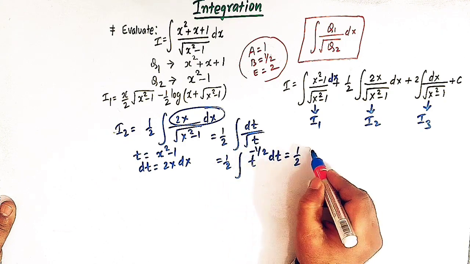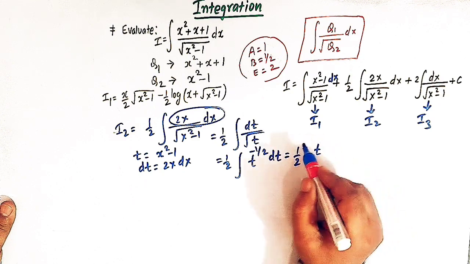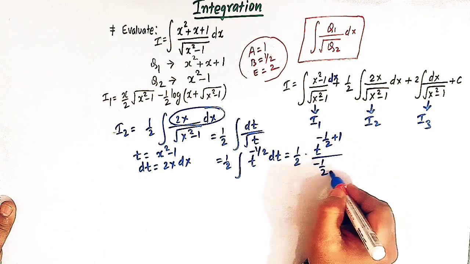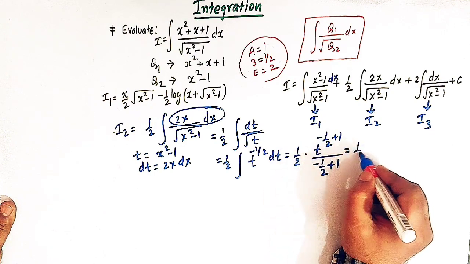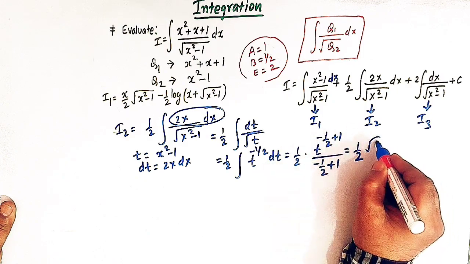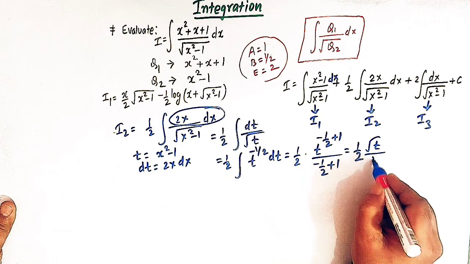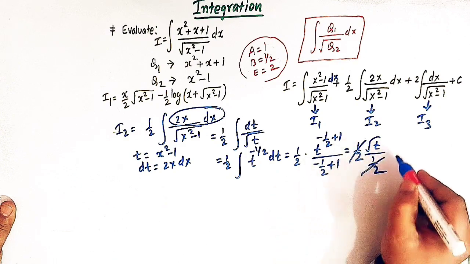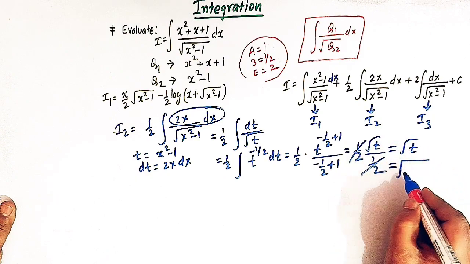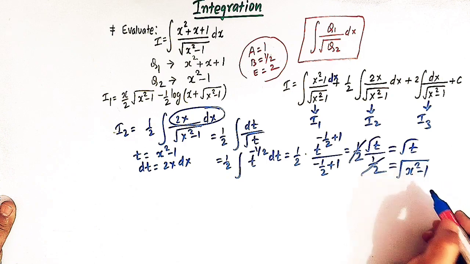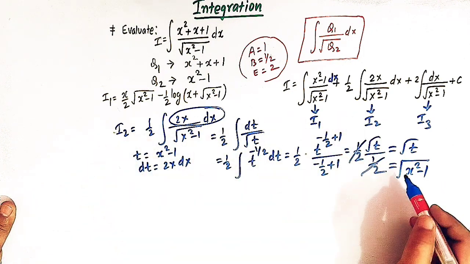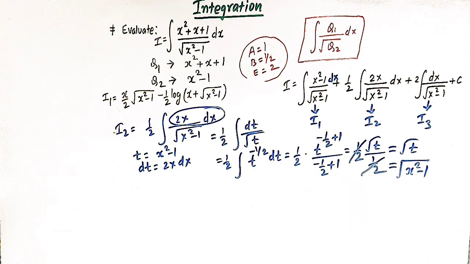So this is half, and we can write the integral as t raised to (minus half plus 1) over (minus half plus 1). This is half, and 1 minus half is half, so this is √t. And here we have half, so half and half get cancelled, so we are left with √t, that is √(x² − 1), right? So the value of this integral I2 is given by √(x² − 1).